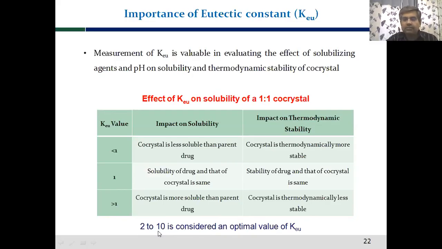In that case, although there will be extremely high apparent solubility, that solubility will be short-lived, because the thermodynamic stability of the co-crystal is so low that the solubility will tend to crash to the solubility of the drug very quickly. So it is not desirable to have a very high K eutectic value, and eutectic values of 2 to 10 are considered to be optimal for designing of the co-crystals.